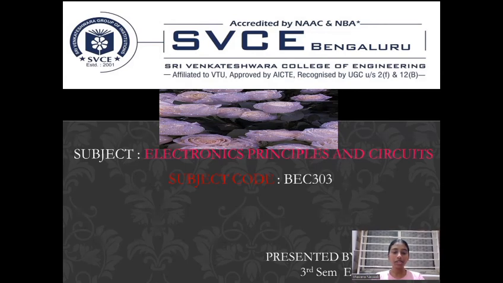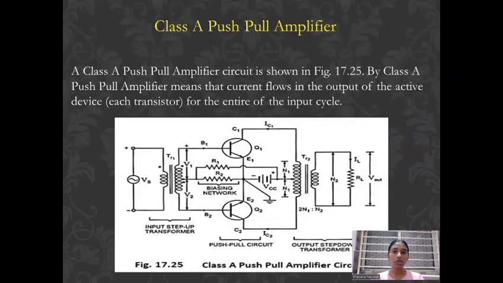Hello guys, welcome back. So today's subject is about electronic principles and circuits, and the topic is about the Class A push-pull amplifier. A Class A push-pull amplifier circuit is as shown below. By Class A push-pull amplifier, we mean that current flows in the output of the active device for the entire input cycle.